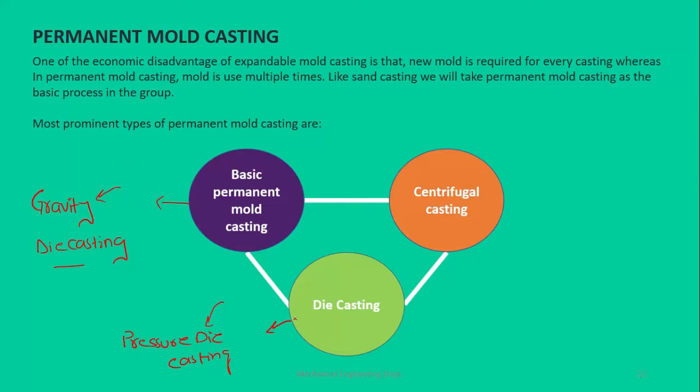Then the second type of the permanent mold casting was the die casting, which is also known as the pressure die casting, because in this kind of casting the molten material is forced into the die cavity or the mold by the effect of external pressure. Then the last one and the third type of the permanent mold casting is the centrifugal casting.